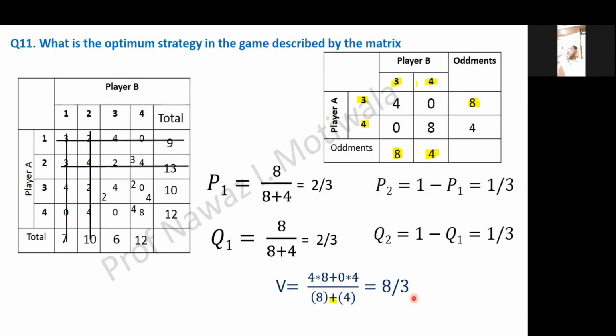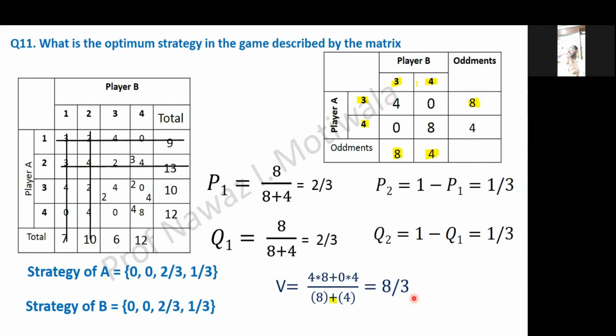This completes the solution. At last we need to write the answer. So the answer we write like this. Strategy for A: 0, 0, 2 by 3, 1 by 3. This I have already explained, because strategies 1 and 2 are already ruled out because of the dominance property. Similarly, for strategy B, the first and second were already ruled out, so I will write 0, 0, 2 by 3, 1 by 3. This completes the solution. Any doubts, please ask.